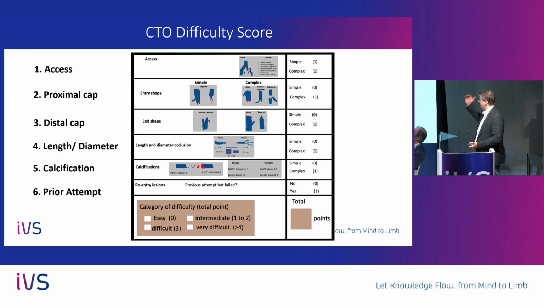We can analyze the access, the proximal cap, the distal cap, the length, the diameter, the calcification, and also when you see a prior attempt. Prior attempt is very bad because dissection is everywhere. And it's simple, 1, 1, 1, and at the end, with this score, you can anticipate the device that you need.